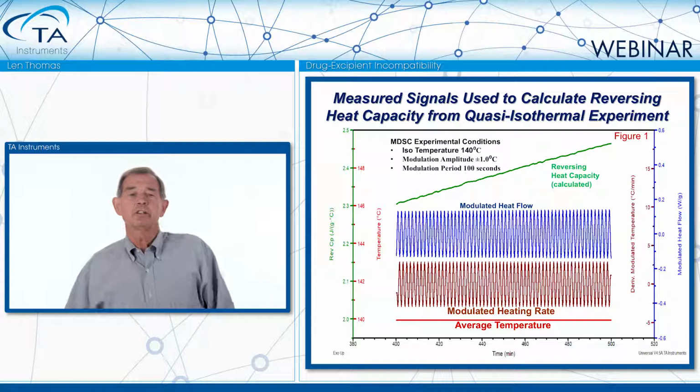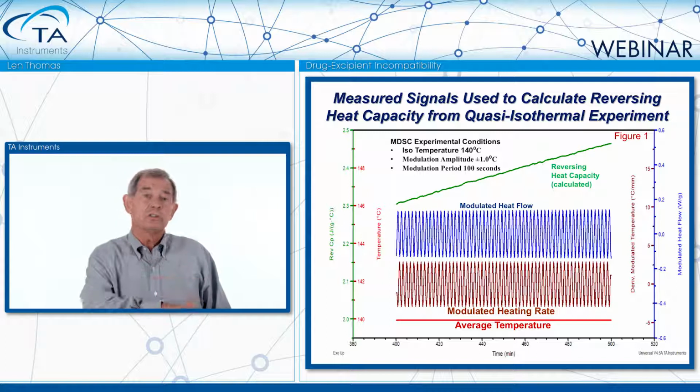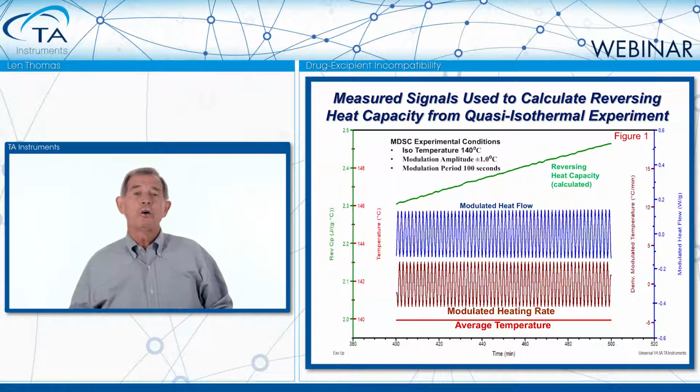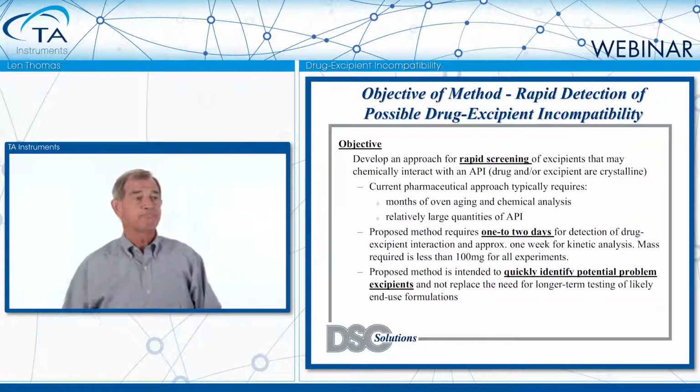Because the heating rate is changing sinusoidally, the measured heat flow signal is also changing sinusoidally. And so in order to get the reversing heat capacity signal, which is shown here in green for sucrose at 140 degrees, all we need to do is take the ratio of those two measured signals. So it'd be the amplitude of the modulated heat flow signal divided by the amplitude of the modulated heating rate signal. So it's a really simple experiment, and we can follow changes in heat capacity as a function of time at some selected temperature.